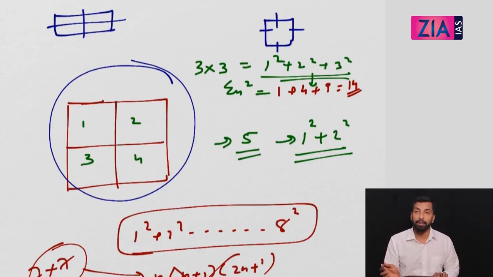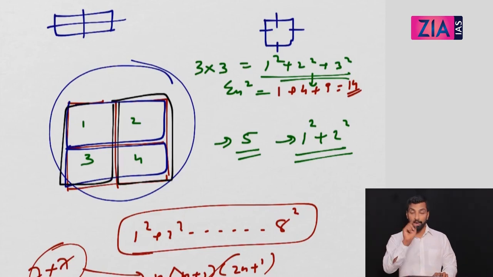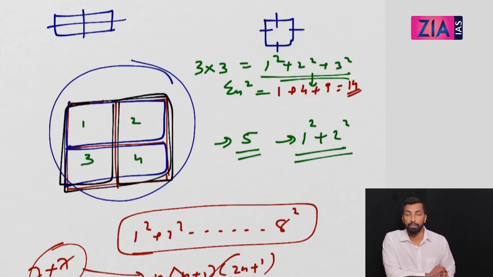So 1, 2, 3, 4 rectangles. Then after that you can get this rectangle, you can get this rectangle. So 6. Then you can get this as a rectangle, then you can get this as a rectangle. So you got 8. Then the bigger square is also another rectangle, 9. So the number of rectangles, if you see, is 9.